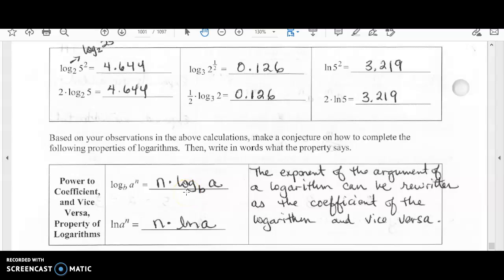So instead of me writing this, I just decided that you could hit pause in the video and write it down, and you could actually get a more mathematical statement instead of my bullet points. So anyway, the exponent of the argument of a logarithm, and it doesn't matter what the base is, the base can be anything, can be rewritten as the coefficient of the logarithm and vice versa. So that was me talking about that we can go both ways. So you might have a problem with a power that you need to move in front, but you might also have a coefficient that you need to rewrite as a power. So go ahead and hit pause as I jump back to the notes.